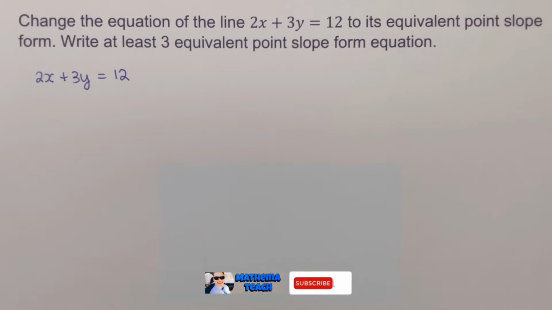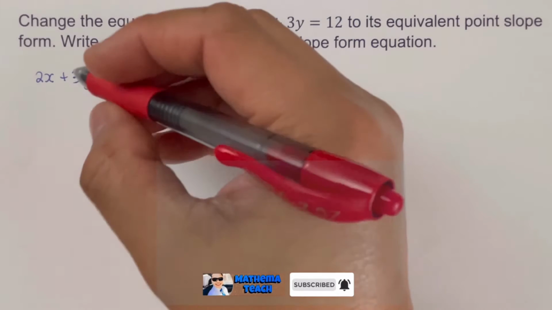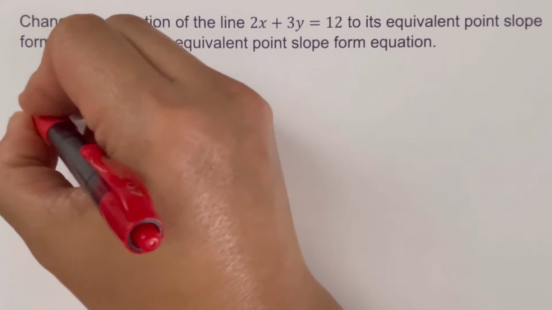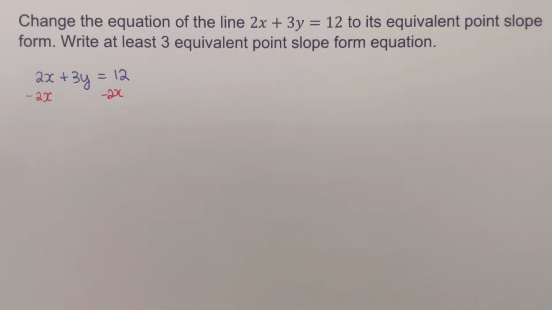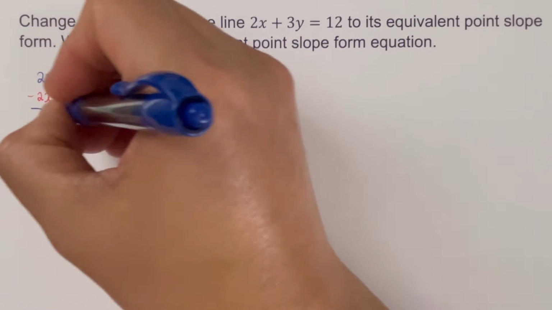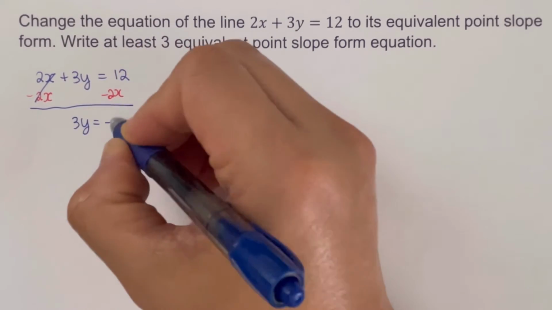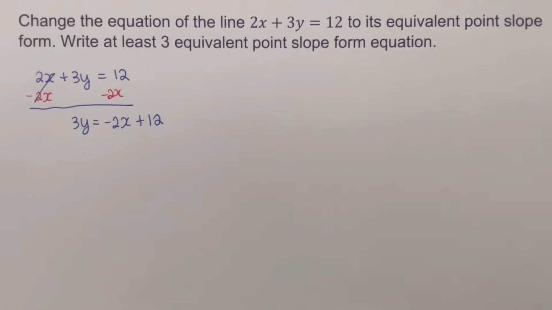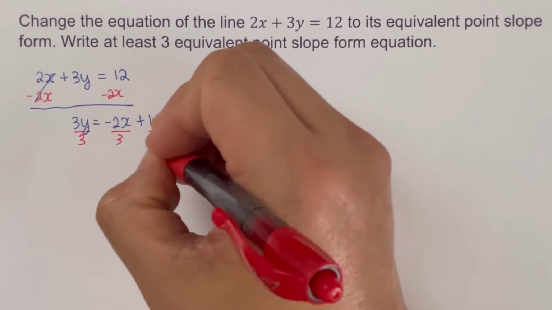So this is in standard form, and again, we're supposed to change this to its equivalent slope-intercept form. So that means we are going to isolate y by itself on the left side. So I'm going to go ahead and subtract 2x from both sides, minus 2x. So then we can go ahead and cross out the 2x here. So we're left with 3y equals negative 2x plus 12. We want y by itself, so we're going to divide both sides by 3. We'll divide this by 3, and we're dividing this by 3.